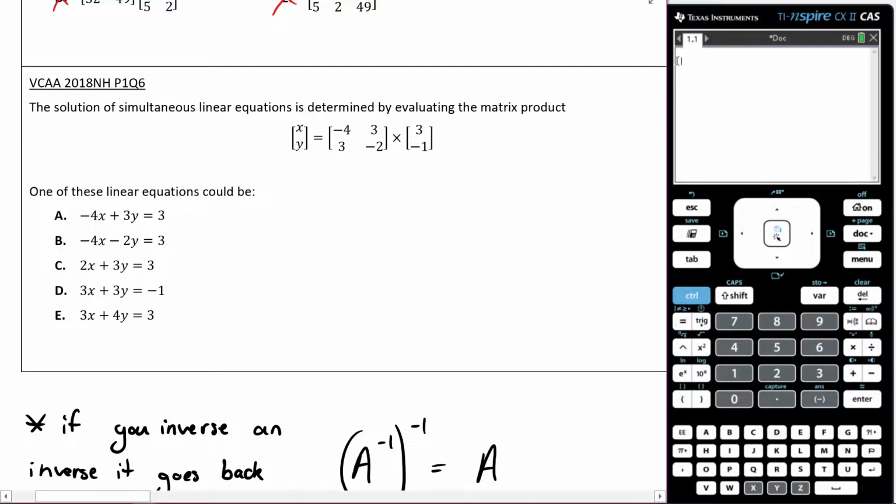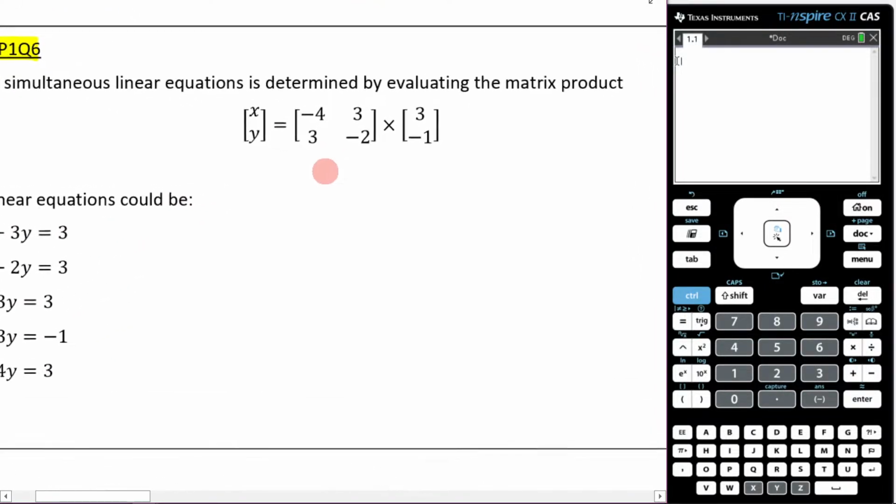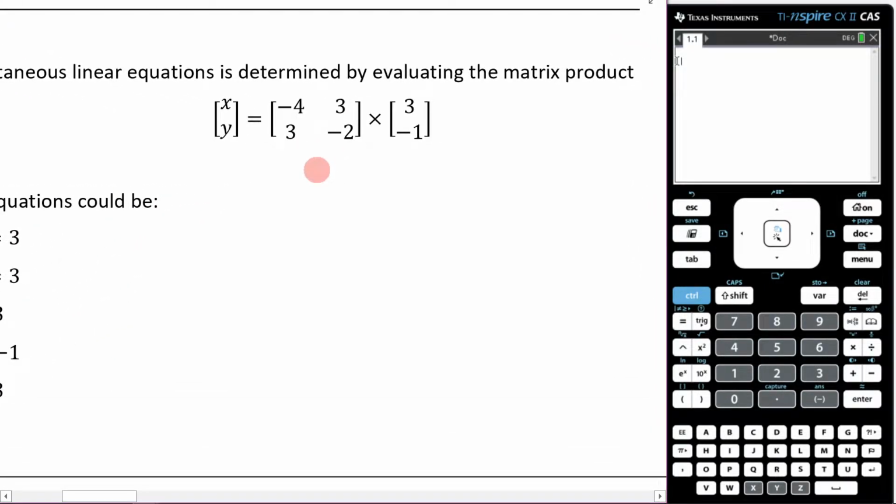All right, we're going to answer this question before us, and it's a bit of a thinking question. So it's VCAA 2018, Northern Hemisphere, Paper 1, Question 6. The solution of simultaneous linear equations is determined by evaluating the matrix product this. One of these linear equations could be which of the following here.